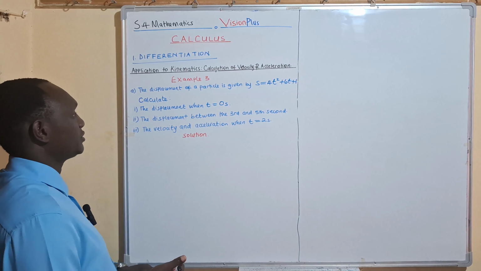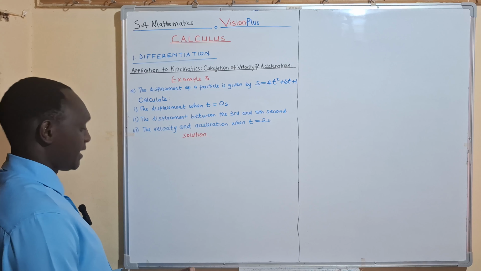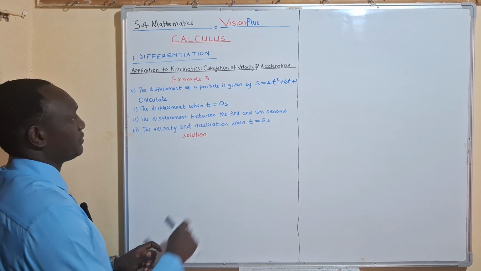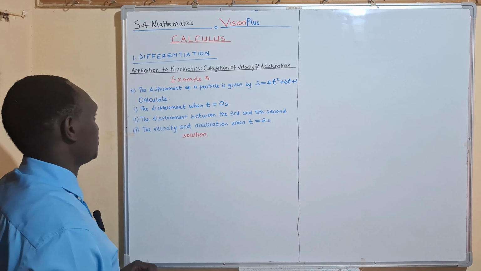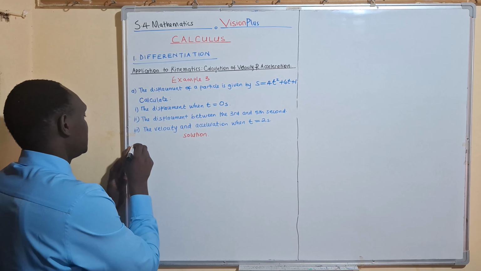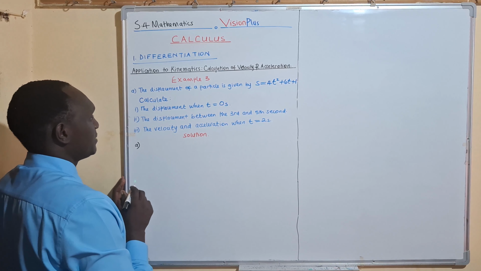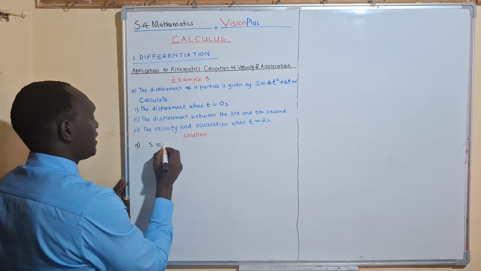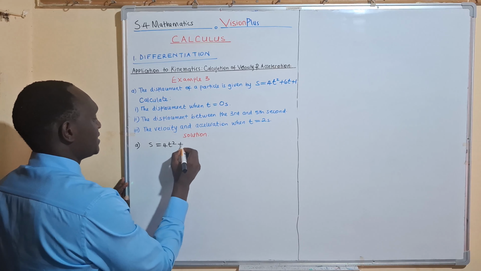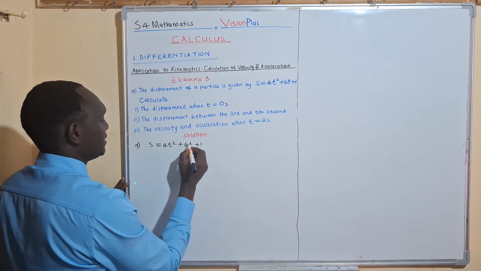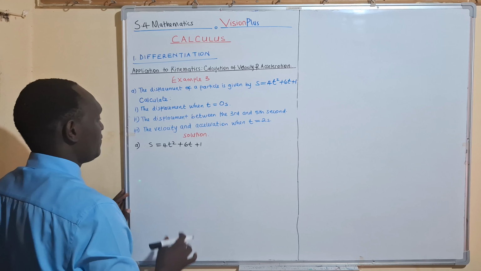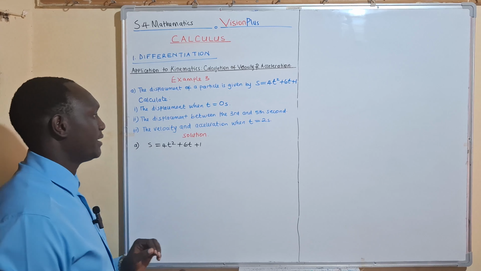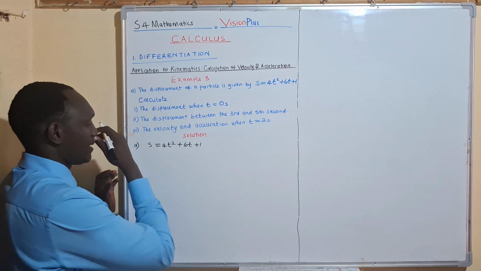We are looking at application of differentiation to kinematics, and precisely we are looking at calculation of velocity and acceleration. Example 3 part A says the displacement S of a particle is given by 4t squared plus 6t plus 1. This is the expression for the displacement of a particle at any time t. Now, the questions will guide us.